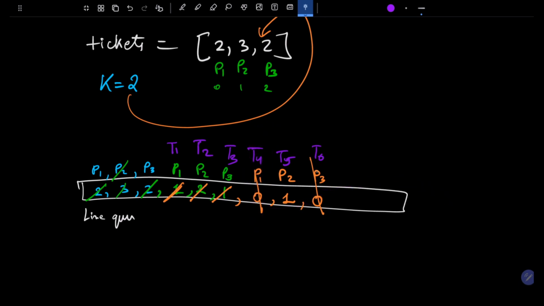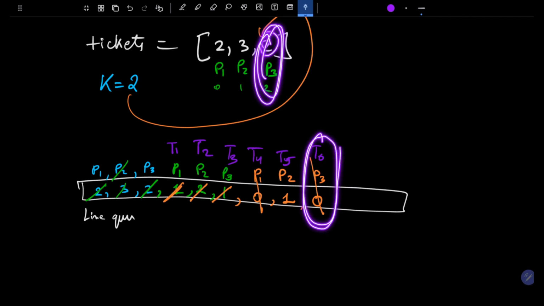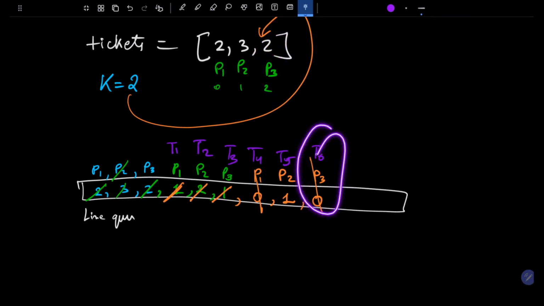So if we are checking for the kth index person, we need to keep track of this kth person. The kth person means the third person. Here 2 is the second index, meaning the third person. We need to find when this person will buy all their tickets. So I'll say, okay, at time t he has bought all his tickets.